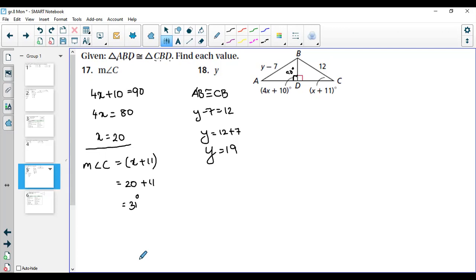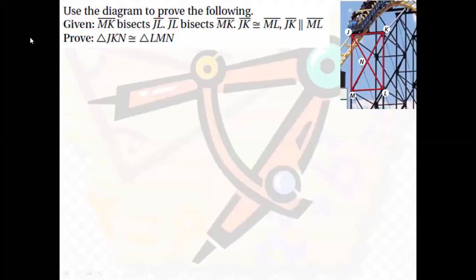But to move on with the question, you need to complete one more part, which is use the diagram to prove the following. So you have to give proof for something. Okay, given MK, look at the figure very carefully. MK bisects JL. Okay, bi means two, sect means part.